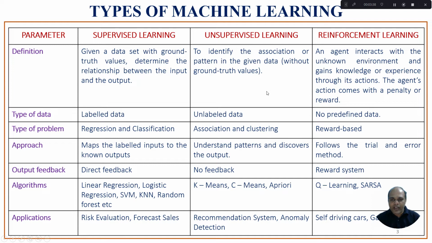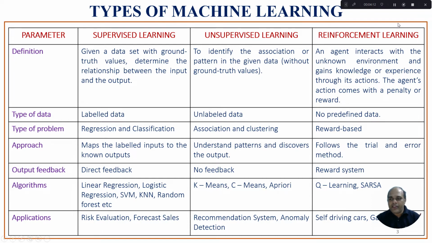Some of the algorithms in unsupervised learning are k-means, c-means, apriori, etc. Mainly it is used in recommendation systems and anomaly detection systems. The third type of learning is reinforcement learning. This is completely different from supervised and unsupervised learning, which both require data. In supervised learning, we require both data and labels. In unsupervised learning, we should have data to train the machine.